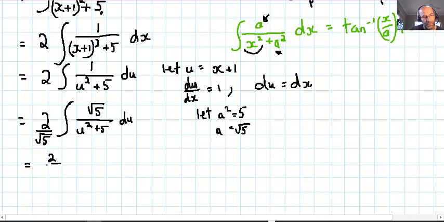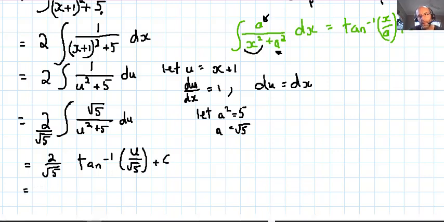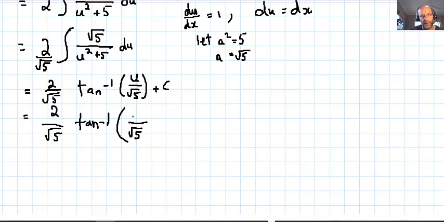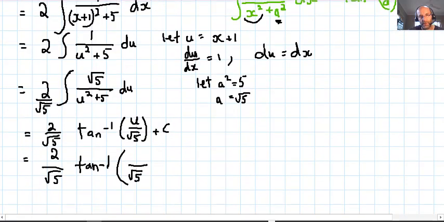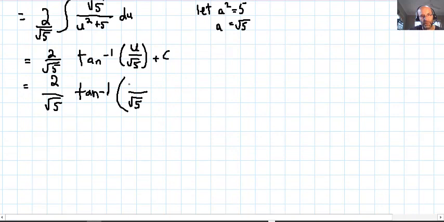Okay, so we have 2 over root 5, and that's times inverse tan. We have, following the form in green, u over root 5 plus c, and all we need to do now is substitute back for the value we had. We made the substitution u equals x plus 1, so we sub back now to x plus 1 over root 5, plus c.